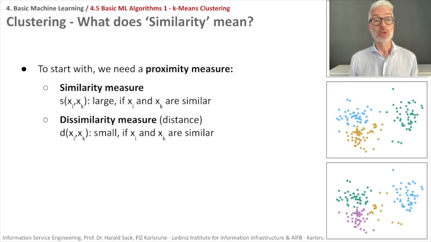Proximity measures, we have on the one hand so-called similarity measures. If we compare two observations, x_i and x_k, the similarity measure should be large if x_i and x_k are similar. Of course, then we have a high similarity. On the other hand, if they are similar, the dissimilarity measure should be small. So this is the distance. The smaller the distance, the closer they are together, the more similar they are. It's as easy as that.